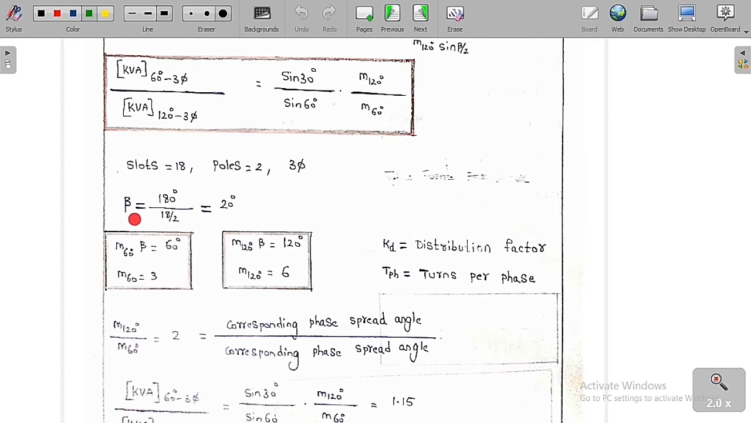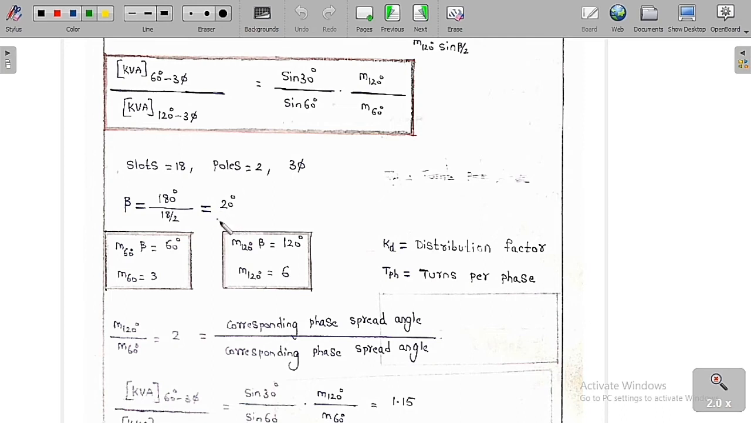See, beta is called as the slot angle or mechanical slot angle, which is 180 degree by pole pitch. Pole pitch is total number of slots per pole, which is 18 by 2. 18 by 2 is 9. So 180 by 9 is nothing but 20 degree. So 20 degree is the slot angle between the two adjacent slots on the stator.